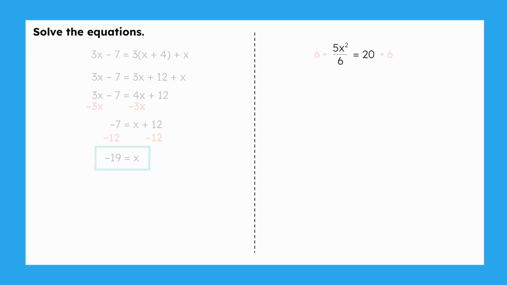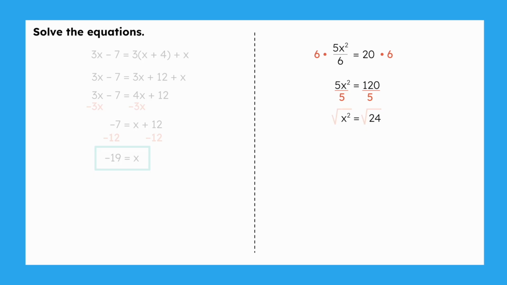I started equation 4 by multiplying both sides by 6 to cancel the denominator. That left me with 5x squared equal to 120. Next, I divided both sides by 5, and that left me with x squared equals 24.